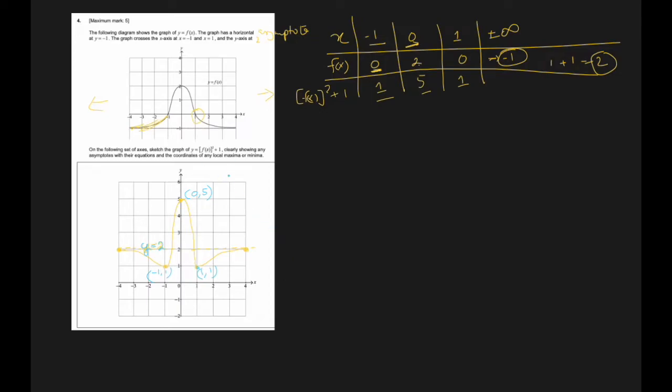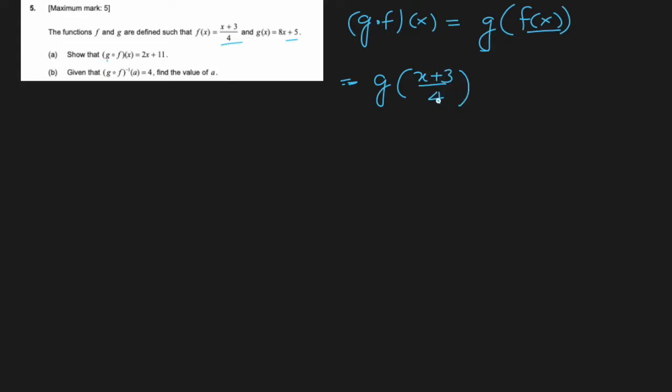Every requirement is fulfilled. Question 5. The functions f and g are defined as these two. Show that g(f(x)) is 2x plus 11. g(f(x)) can also be written as g of f(x). That means inside g we will write f(x). So let's write it as g, and what was f(x)? f(x) is this, (x plus 3) over 4. And what does this mean? Whatever is x in g, replace that by this expression. So we have 8x plus 5, that's what we will do.